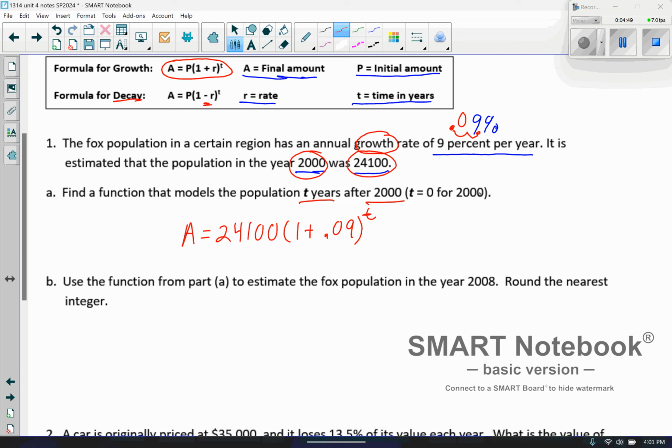What you're going to notice is in part B right here, it says use the function from part A to estimate the fox population in the year 2008. So you don't want to plug in 2008.